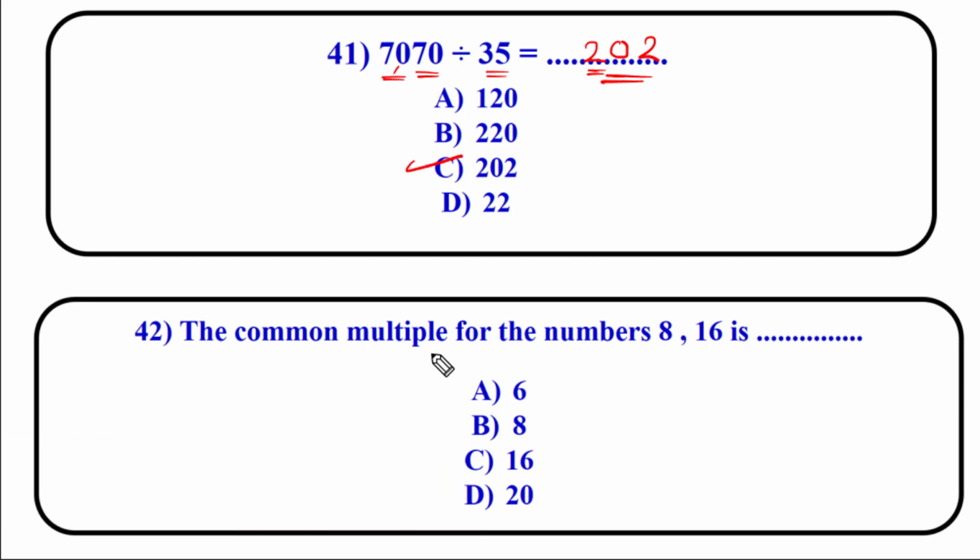Next, the common multiple for the numbers 8 and 16 is what, guys? Yes, ask yourself here, 8 and 16. Which number is the smallest number and is divisible by 8 and 16? It's easy. Yes, we have here 16. 16 is divisible by 8 equals 2, and 16 is divisible by itself equals 1. So the common multiple of 8 and 16 is what, guys? It is 16. And 16 is called what? The lowest common multiple of 8 and 16.